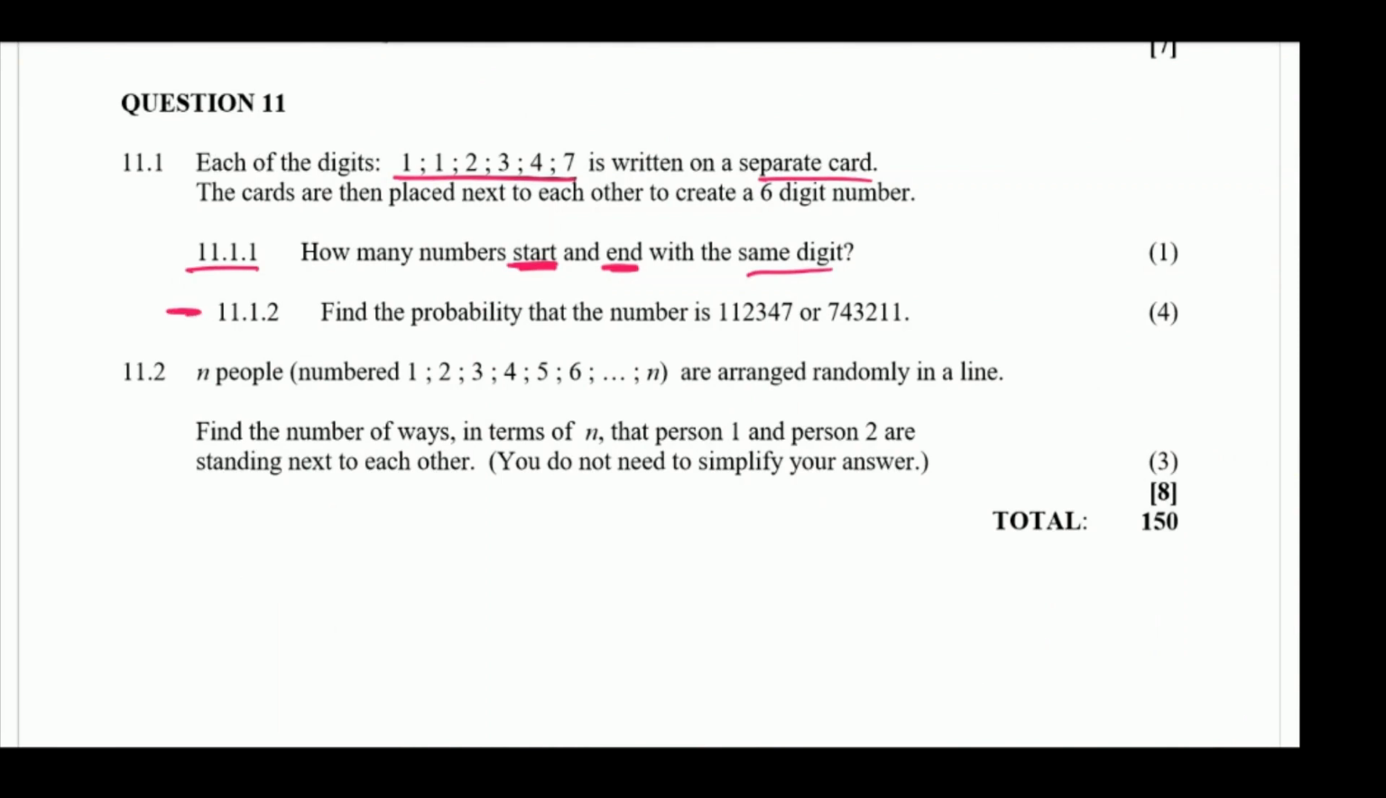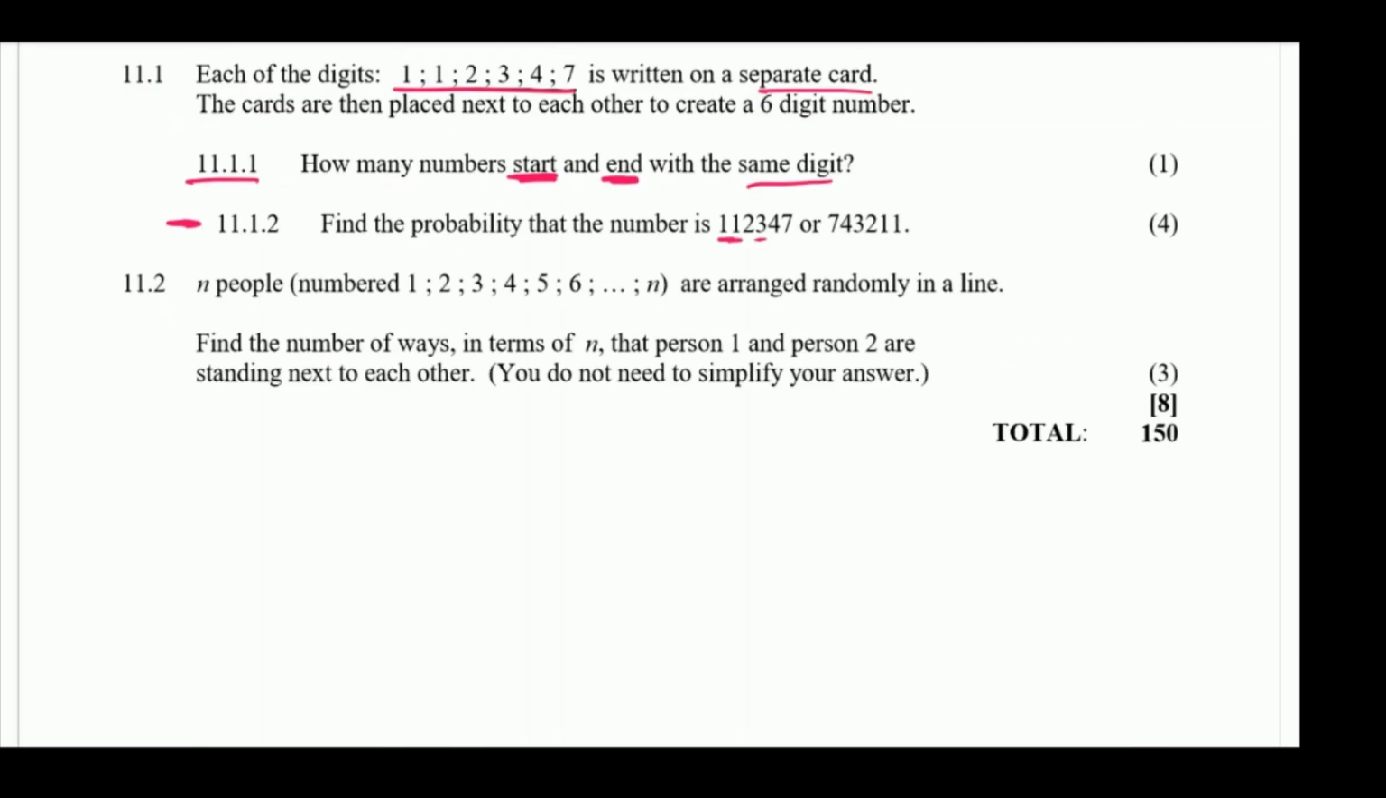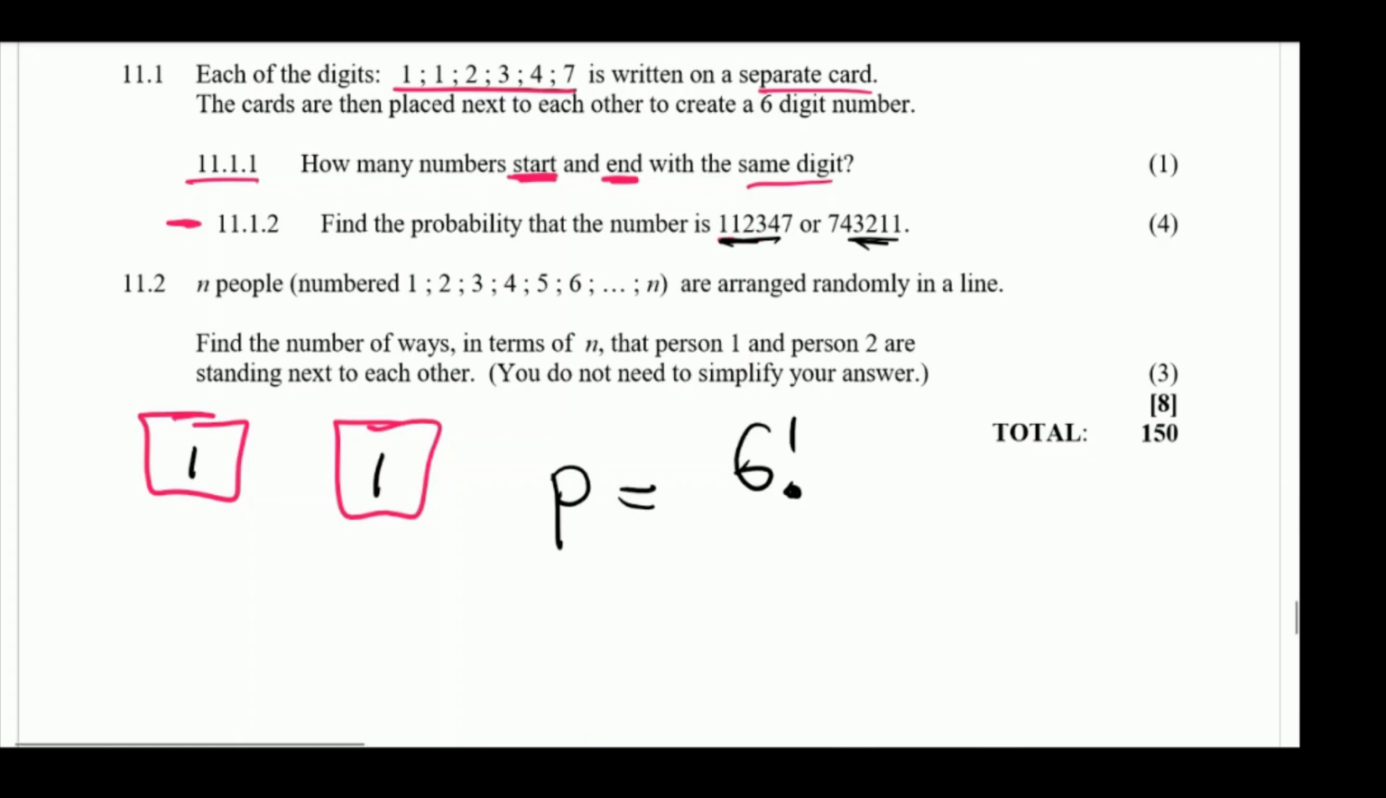Now, 11.1.2 says: find the probability that the number is 1, 1, 2, 3, 4, 7 or 7, 4, 3, 2, 1, 1. So we need to identify the probability of this happening. As we said, the card which has 1 inside and another card which has 1 inside, we consider them to be identical. This is how we're going to find the probability. The number of arrangements is going to be equal to the factorial of 6. Why am I saying the factorial of 6? You're going to count your digits: 1, 1, which is 2, 3, 4, 5, 6. So all these numbers combined are actually 6.